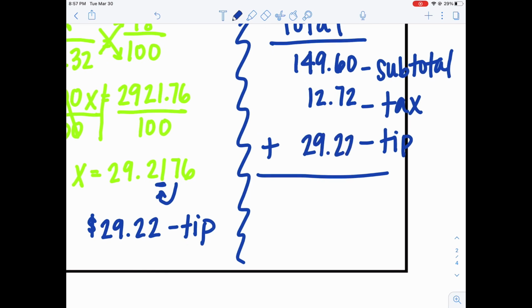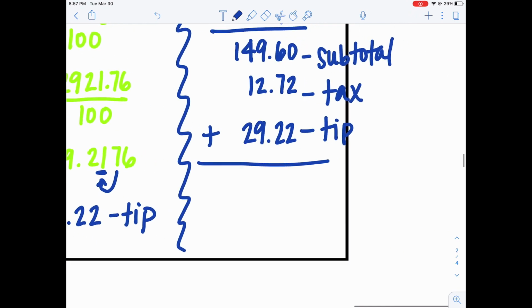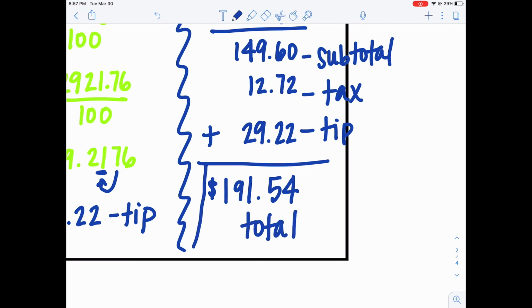And then the very last thing that I'm going to do is add them all together. So $149.60 plus $12.72 plus $29.22 means that my total amount is $191.54 total, and that is with tax and tip.